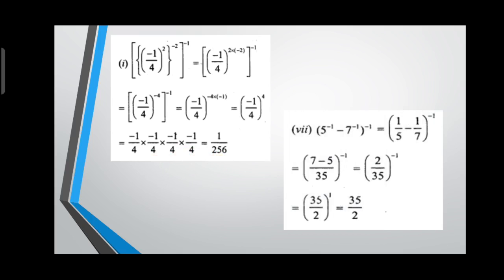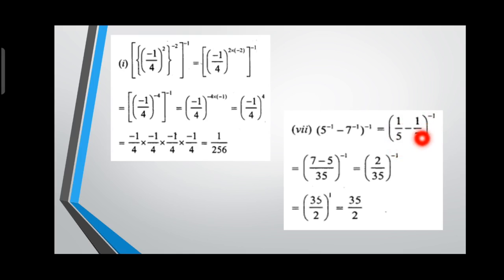Now let me show you another example. 5 raised to the power of minus 1 minus 7 raised to the power of minus 1, whole raised to the power of minus 1, is equal to... We know that the power should not be negative. If it is negative, we take the reciprocal, which is 1 by 5. So the reciprocal of 7 will be 1 by 7.